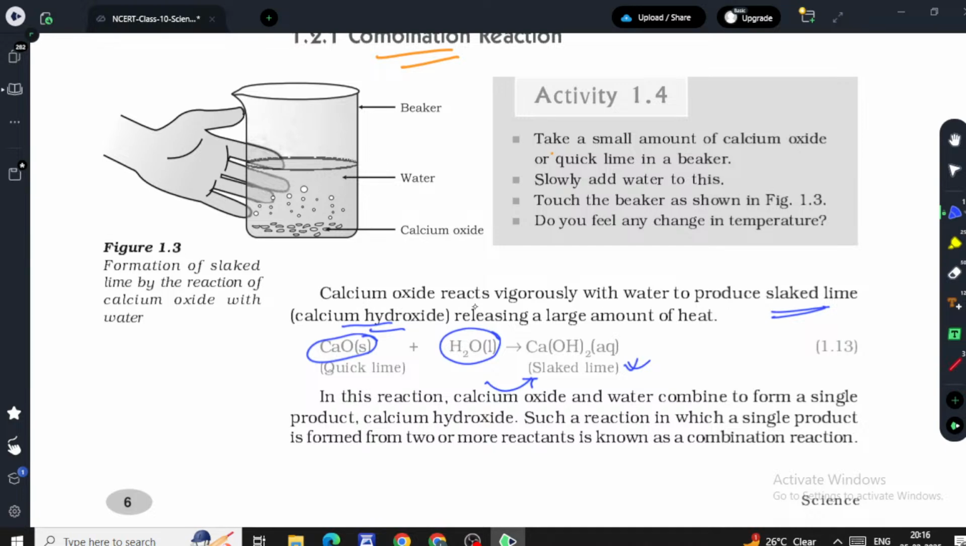These are the components in this reaction: calcium oxide and water. Calcium oxide is quick lime, and calcium hydroxide is slaked lime. The names of the reactants and products are important. Calcium oxide and water combine to form a single product, which is calcium hydroxide. That is, it converts into a single product, so it is called a combination reaction.